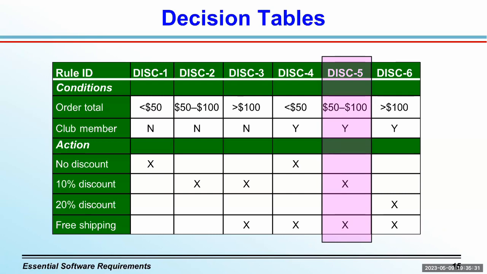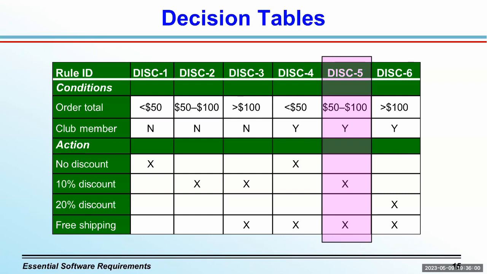It states that if the order total is in the range of $50 to $100 inclusive, and it helps to say inclusive when you're thinking of ranges, and the customer is a club member, then they get a 10% discount and they get free shipping. Okay. So representing business logic with decision tables helps to avoid boundary value problems, helps to avoid missing logical combinations.